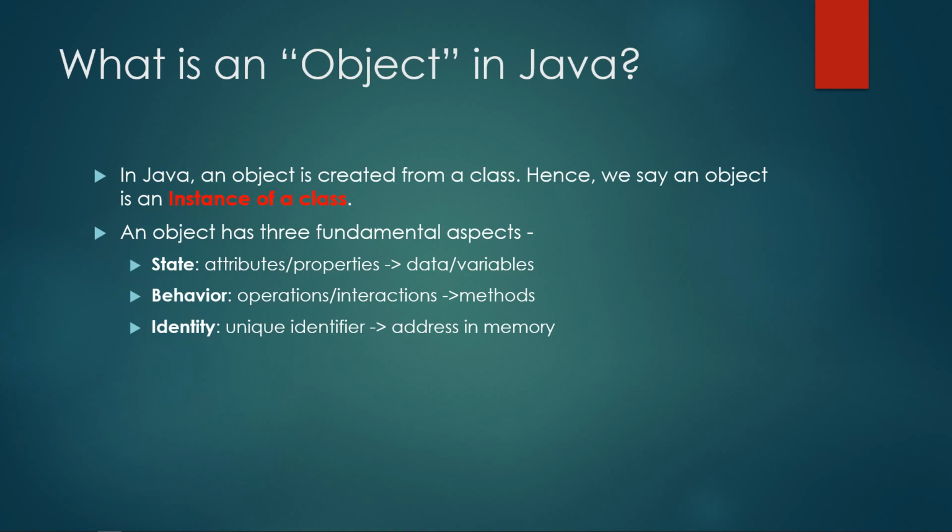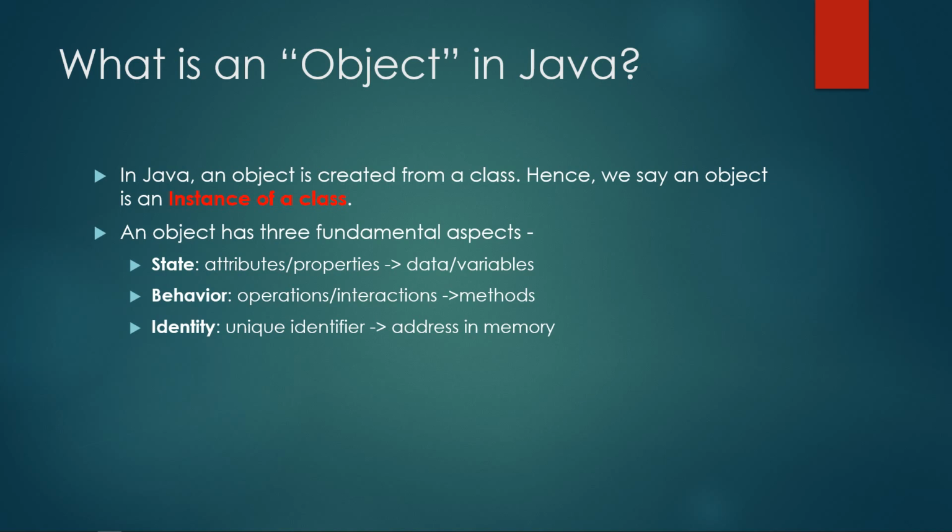What is an object in Java? In Java, an object is created from a class. Hence, we say an object is an instance of a class. An object has three fundamental aspects: the state, behavior, and the identity. The state are the attributes or properties, also known as data and variables. The behavior are the operations or interactions, which are the methods. The identity is a unique identifier, which in reality is the address in the memory.